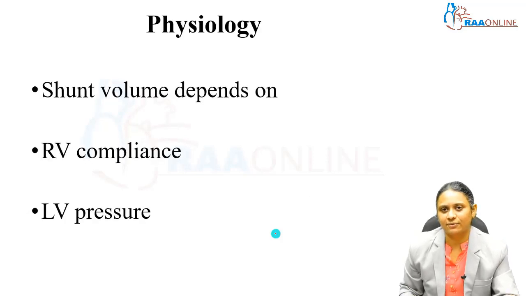Physiology. The shunt of the ASD, a left to right shunt, is determined mainly by two components: the compliance of the respective ventricles. So the LV compliance, which is determined by either the LV wall pressure or aortic pressure, and the RV compliance, which is determined by the pulmonary arterial pressure.